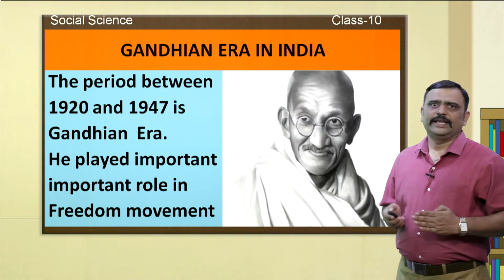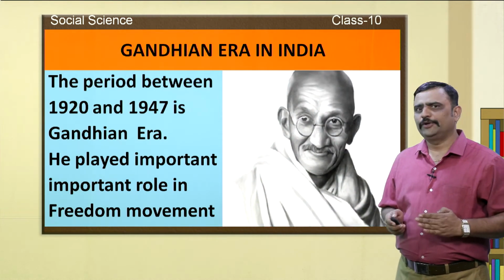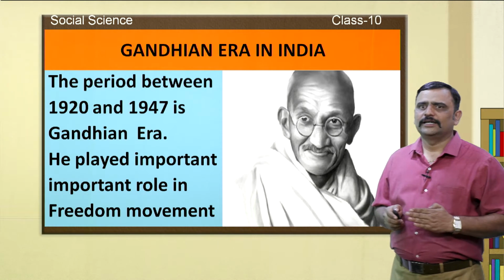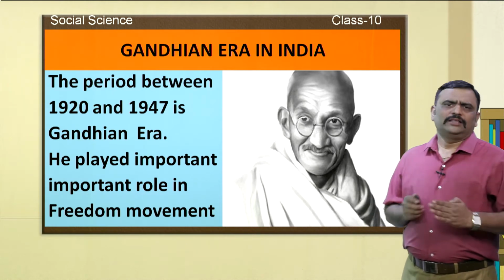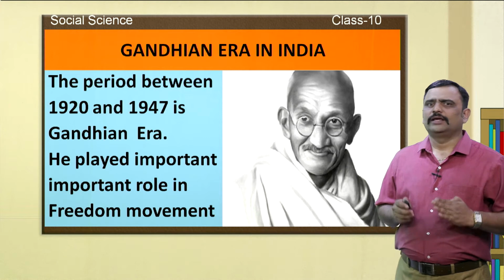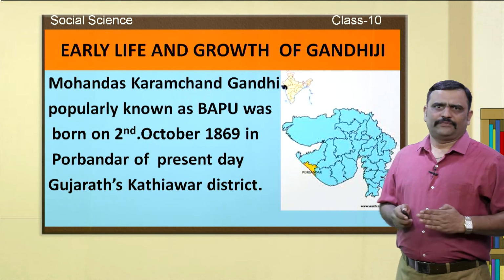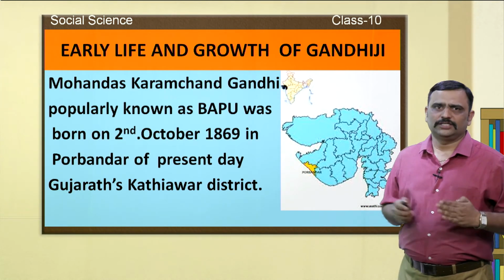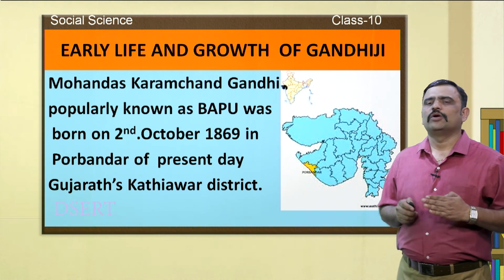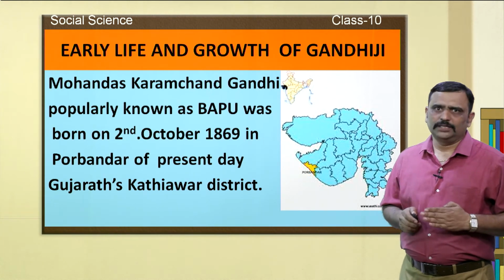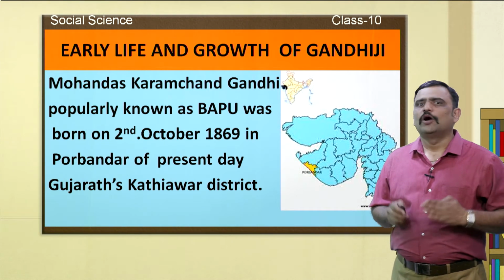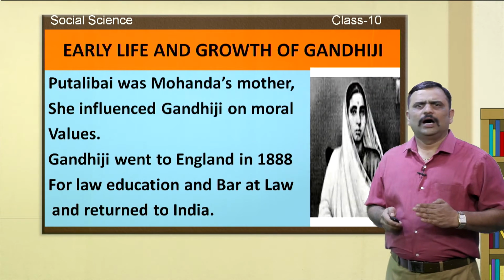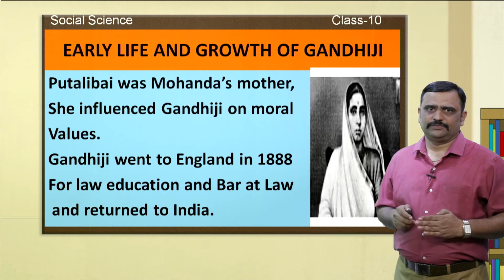Gandhian era in India: the period between 1920 and 1947 is known as the Gandhian era in the Indian freedom struggle. Gandhi ji played a very important role in the freedom movement. Early life and growth of Gandhi ji. Mohandas Karamchand Gandhi ji, popularly known as Bapu, was born on 2nd October 1869 in Porbandar of present-day Gujarat's Kathiawar district.